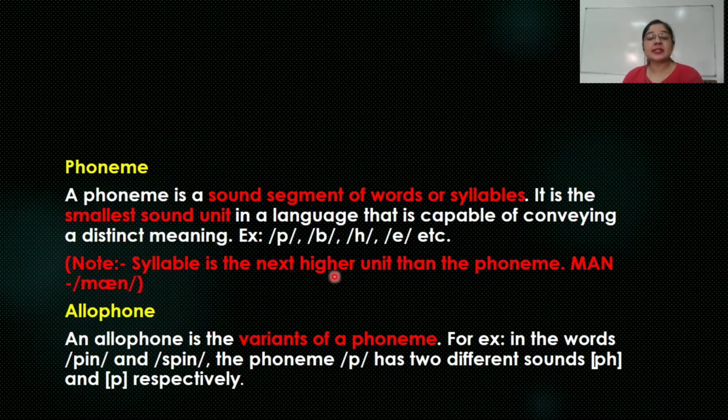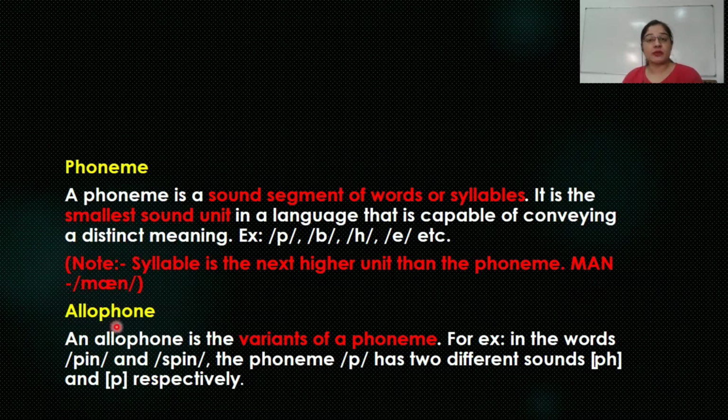A syllable is the next higher unit than the phoneme, like man. We'll be studying syllables in detail later, when we talk about vowels. There we'll be discussing how we distinguish syllables and how many syllables a word has. Like man has only one syllable: mm, ah, mm. So this is the sound of man.